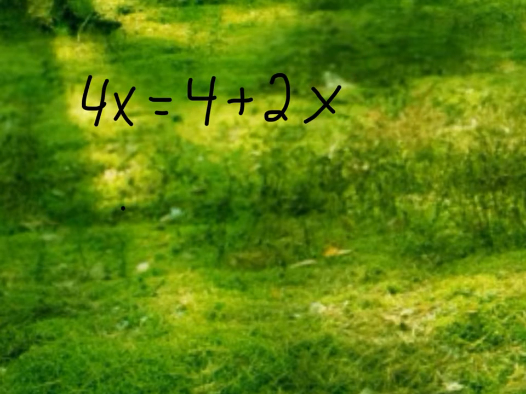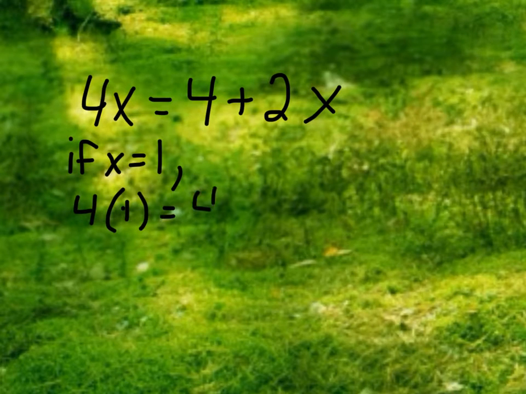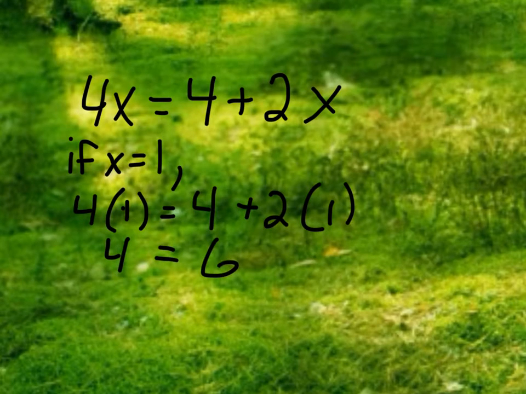So we could even play around and experiment with some numbers to see what works. For example, we could try, well, what happens if x equals 1? So if x was 1, then our equation would be 4 times 1 equals 4 plus 2 times 1. And if we were to solve that, we would get 4 equals 4 plus 2, which is 6. So obviously 4 and 6 are not the same thing, so x is not equal to 1. But you get the idea.